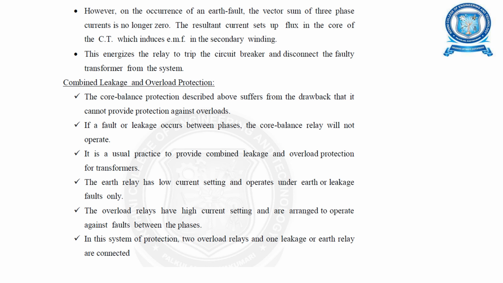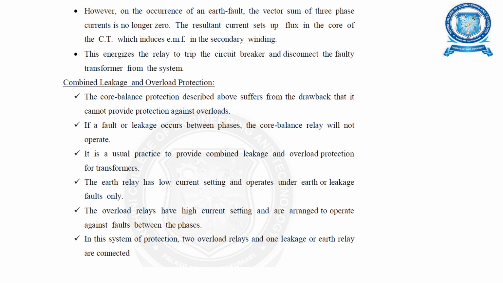Next is the combined leakage and overcurrent overload protection. The core balance protection described above suffers from the drawback that it cannot provide protection against overloads. If a fault or leakage occurs between phases, the core balance relay will not operate. It is usual practice to provide combined leakage and overload protection for transformers. The earth relay has a low current setting and operates under earth or leakage faults only. The overload relays have a high current setting and are arranged to operate against faults between the phases.